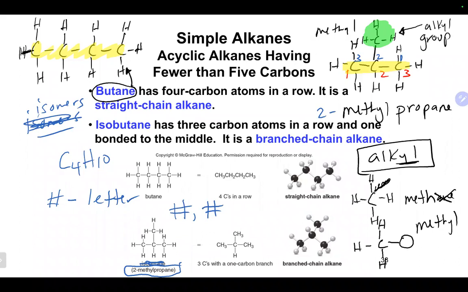Other things is if there's multiple groups there, we put them in alphabetical order, regardless of any type of prefix or number that is present. If we have multiples of the same group, we use prefixes. So if we had, say, 2-methyl groups, we would call it dimethyl. And again, we would give the numbers for each of those things. Any questions on that there?